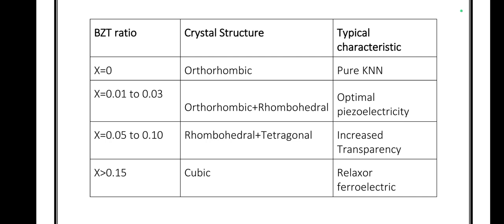If the material has x mole composition 0.01 to 0.03, then its crystal structure is orthorhombic and rhombohedral, and its characteristic is that optimal piezoelectricity is shown by the material. If x is equal to 0.05 to 0.10, then its crystal structure is rhombohedral and tetragonal, and increased transparency is shown by the material. And if x is greater than 0.15, then its crystal structure is cubic and it behaves as a ferroelectric material.